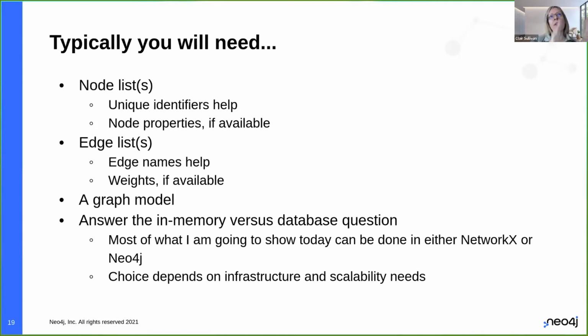So I will tell you that, for small graphs, NetworkX is great. When you start getting into big graphs, and by big graphs, I'm talking hundreds of millions of nodes and billions of relationships. Those are big graphs, okay? You're not going to be able to do that in memory. So you've got to give some thought as to where you're going to do all of your compute.